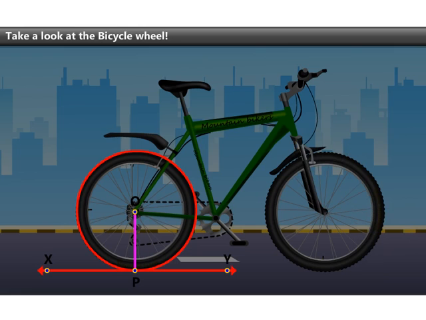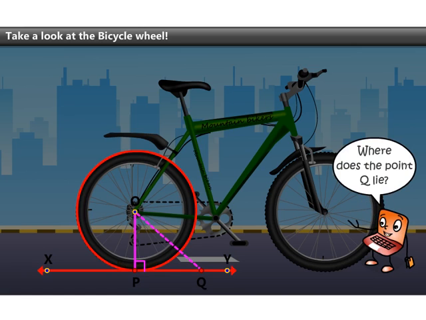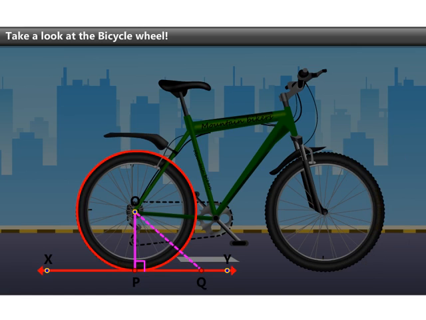To find this, let us represent the center of the wheel as point O, and let XY be a tangent to the circle at P. Let Q be a point on XY other than P. Join OQ. Where does the point Q lie? If the point Q lies inside the circle, then XY will become a secant and not a tangent to the circle. So, the point Q must lie outside the circle. Therefore, OQ is longer than the radius OP of the circle.